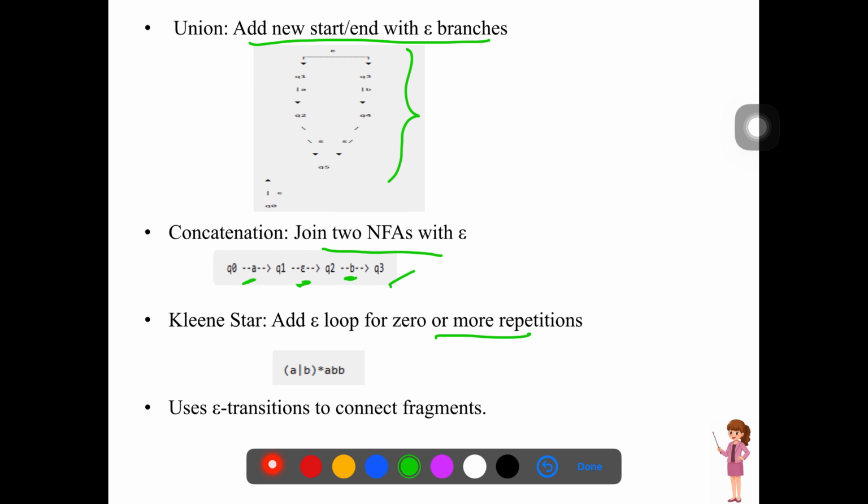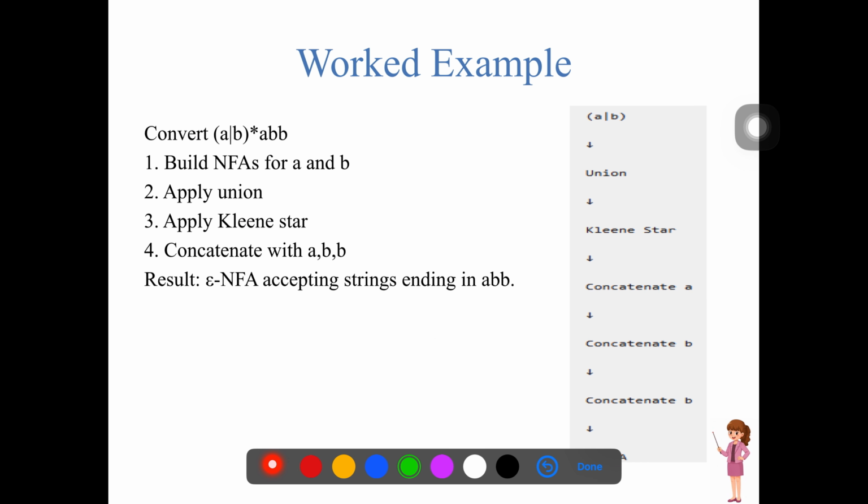Kleene star adds an epsilon loop for zero or more repetitions. You can see here (a|b)*abb. You can use n number of epsilons in this expression. It uses the epsilon transitions to connect the different fragments. I hope you guys understood. Let's move on to the next slide and let's understand in detail.